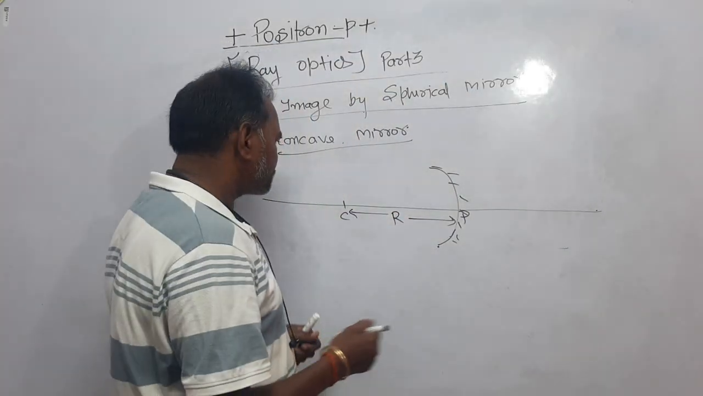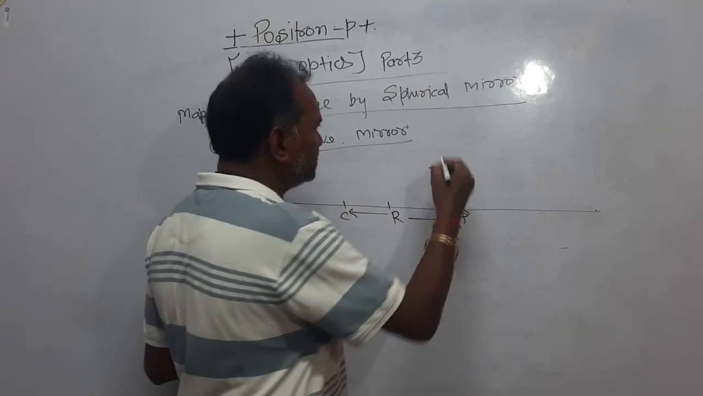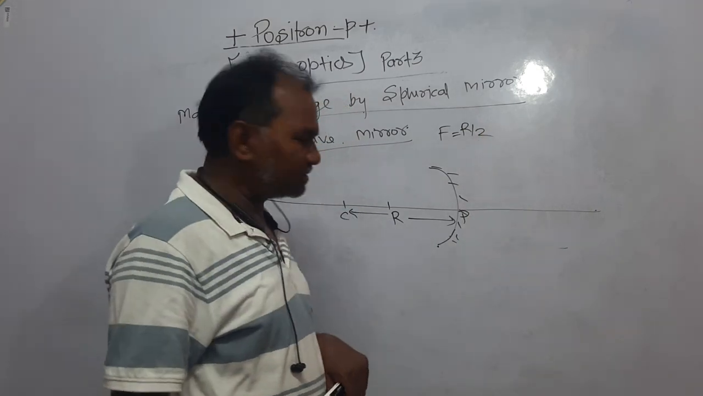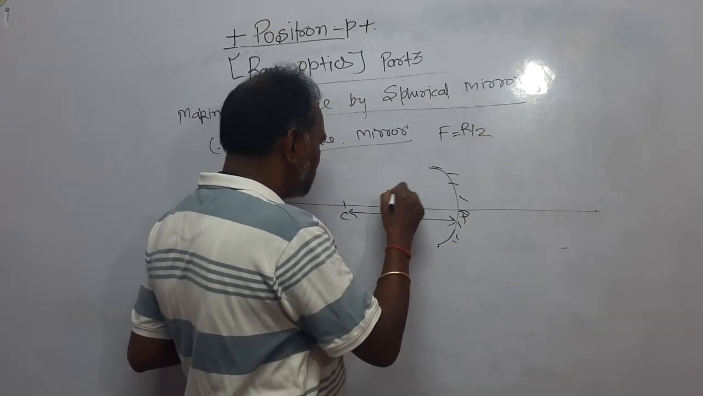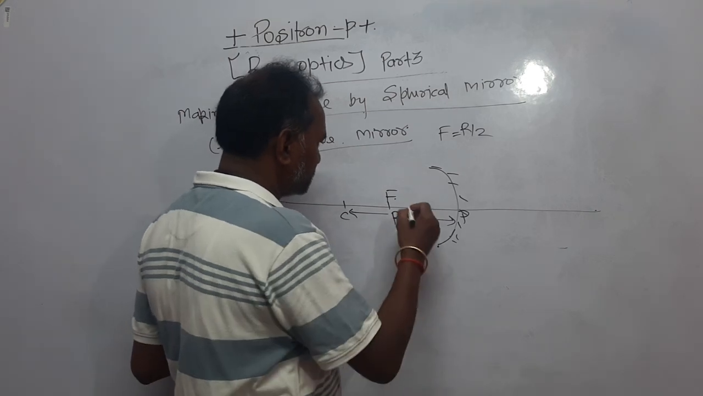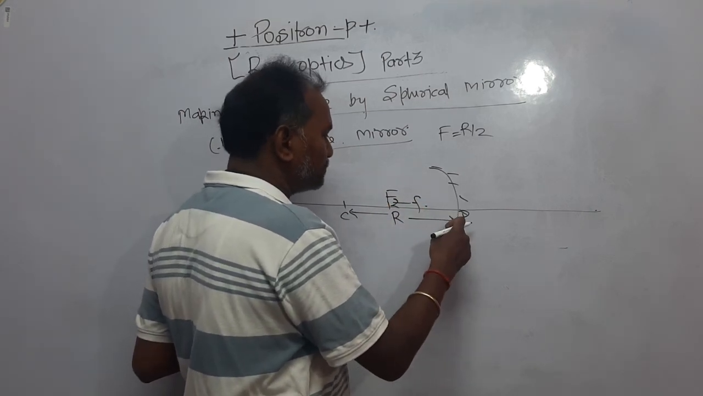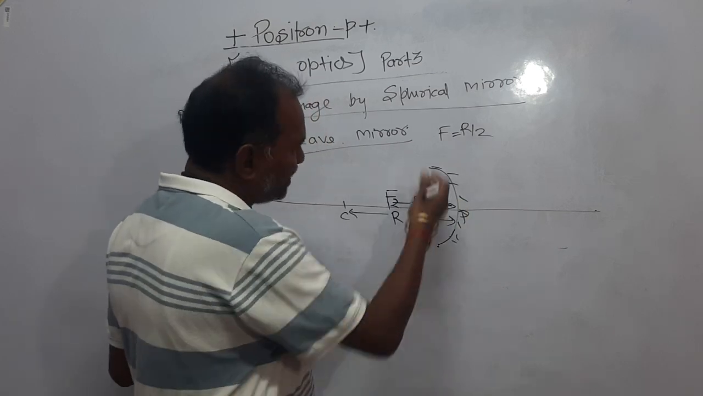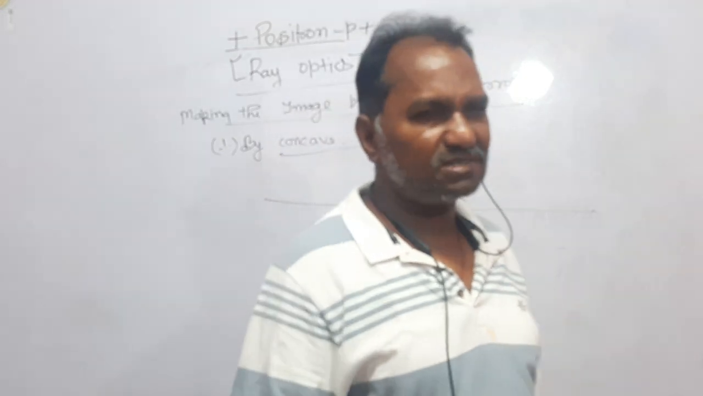First, this is the center of curvature. Actually, F is equal to R by 2. We will solve that just after this. This is the focal point, and the distance between the focus and the optical center is said to be the focal length, right? And F is equal to R by 2. That we will prove mathematically just after this article.